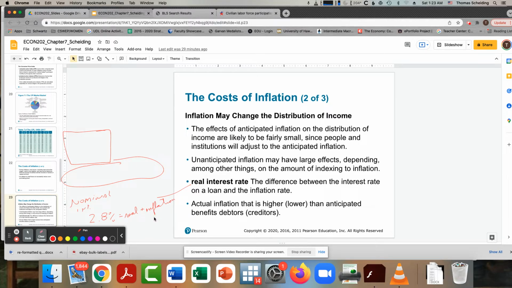Well, if inflation right now is, let's say, 6%, then this real inflation rate is going to have to be negative for it to equal 2.8%. The real rate is a measure of how much the reward was going to be for taking that risk to lend money out.